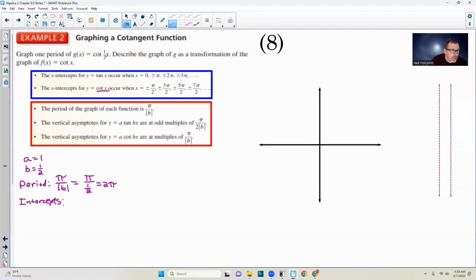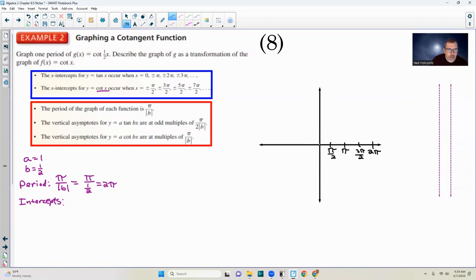Now this is horizontally stretched by a factor of 2. Okay, 2 is more than 1. It's not a shrink, it's a stretch. All right, so the period's 2 pi. So what I'm going to do is come out here and call this 2 pi. Halfway, let's call that pi. Halfway, pi over 2. Halfway between pi and 2 pi, 3 pi over 2. Okay, so there is our graph.